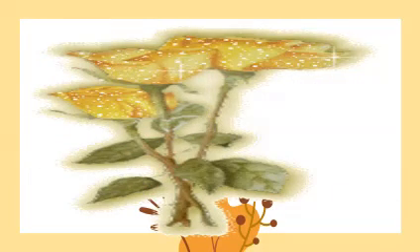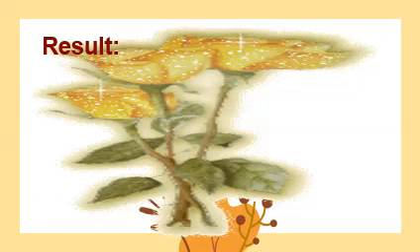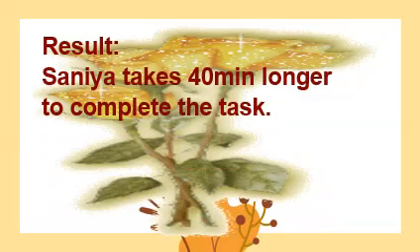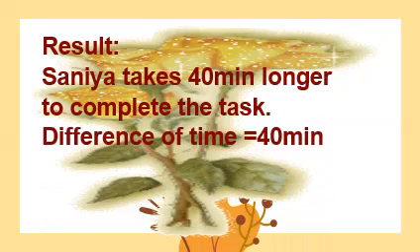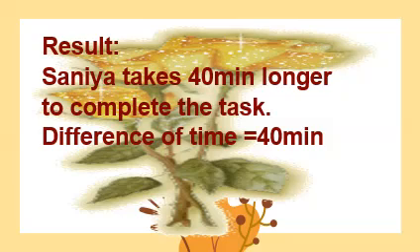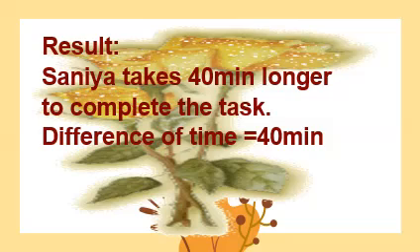Now the last step of the word problem is the result. The result of this problem is Sania takes 40 minutes longer to complete the task, and the difference of the time is 40 minutes. We have to find who takes longer time and the difference of time. So Sania takes 40 minutes longer to complete the task, and the difference of the time is 40 minutes.